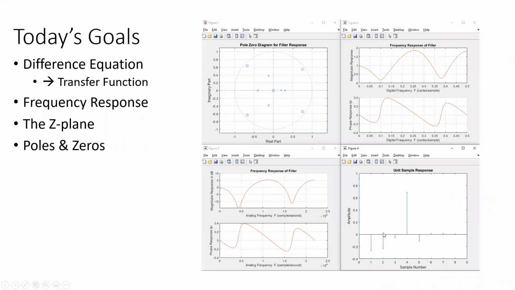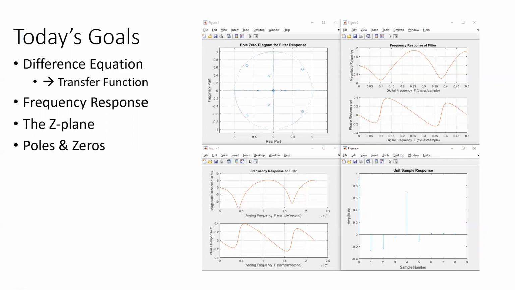All right, so these are today's goals. We have the difference equation, the transfer function, and moving from the difference equation to a transfer function. Looking at frequency response and the z-plane, a complex plane that we'll get into. If you're taking 228 right now, it's similar to the S-plane, but I don't know how far you are in that yet. And then poles and zeros.